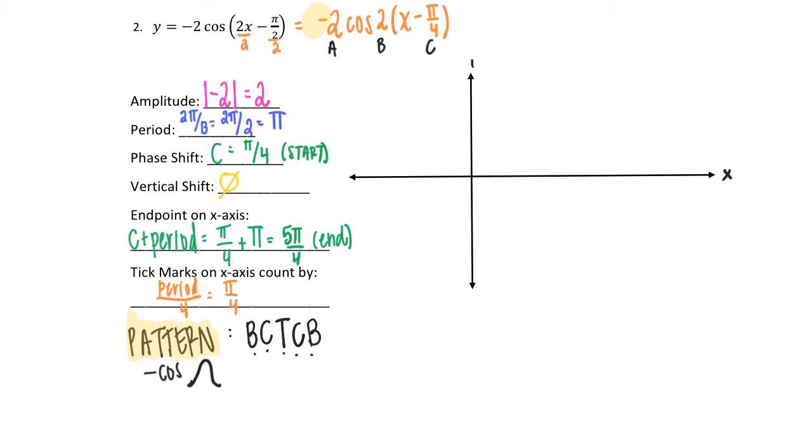Let's try labeling. There's no vertical shift, but our amplitude is 2. Meaning we're going 2 above the center and 2 below the center. There's like a vertical stretch. The x-axis starts at pi over 4. It ends at 5 pi over 4. To find what we count by, to get all 5 of our tick marks, we're going to be adding pi over 4. Go ahead and try filling those in.